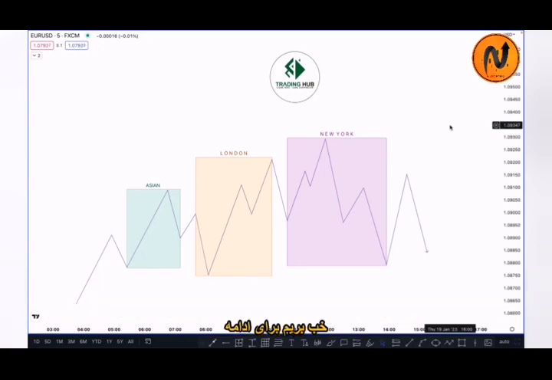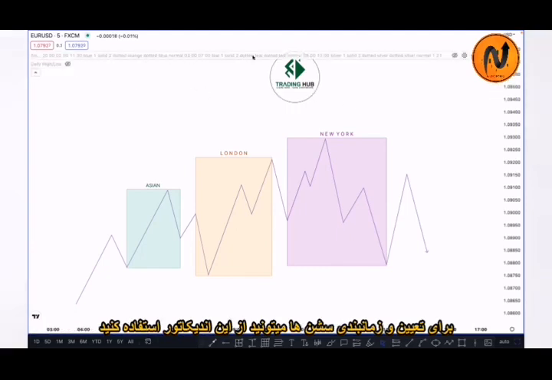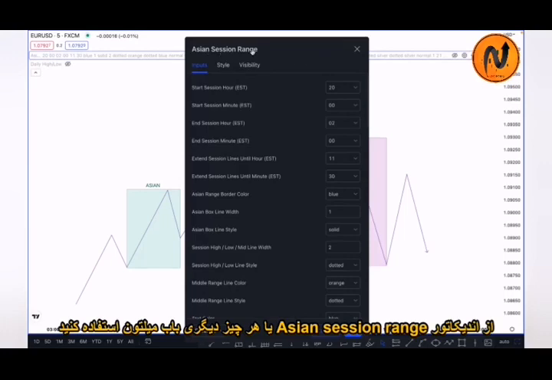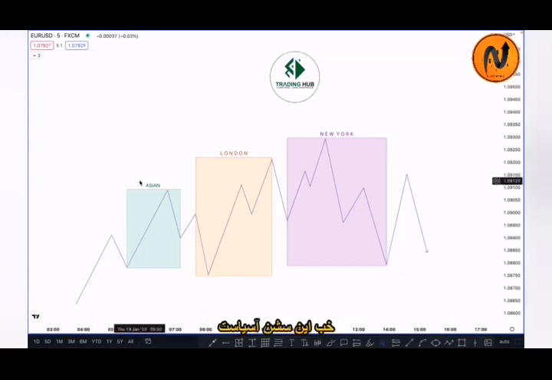So let's see how it actually works. First of all, look at this diagram. This one is our Asian session, this one is our London, and this one is New York, and every country has a different time zone. You can apply any indicator which will show you where our session is, and for session timing you can apply this indicator. I'm using this one, Asian session range, simply available on TradingView. You can also apply any other one you like. So this one is our Asian session, right?